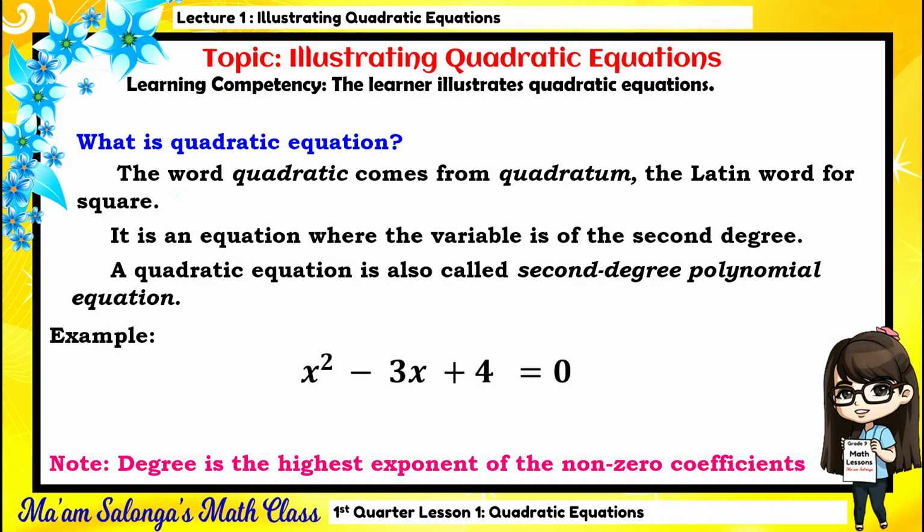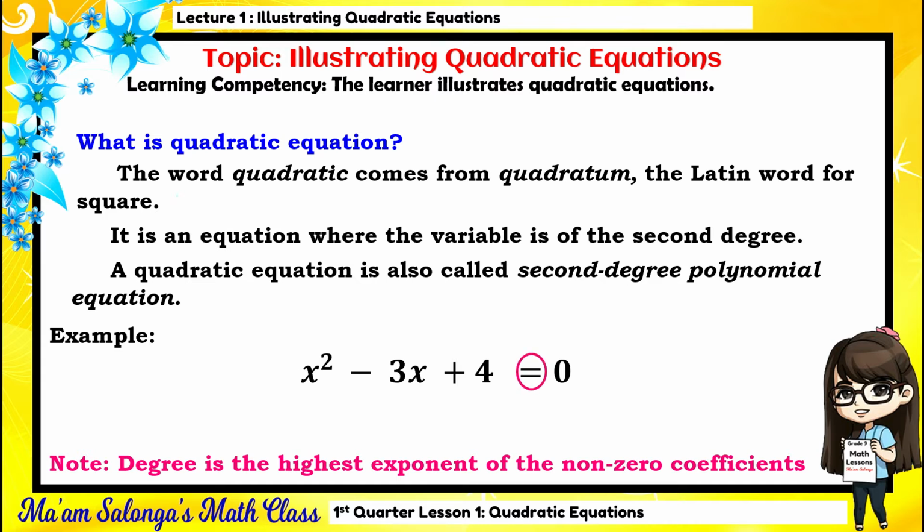For example, we have x squared minus 3x plus 4 equals to 0. This is an example of quadratic equation. Paano natin malalaman kung ang equation na ating makikita ay isa palang quadratic equation? So una, dapat ito ay may equal sign.